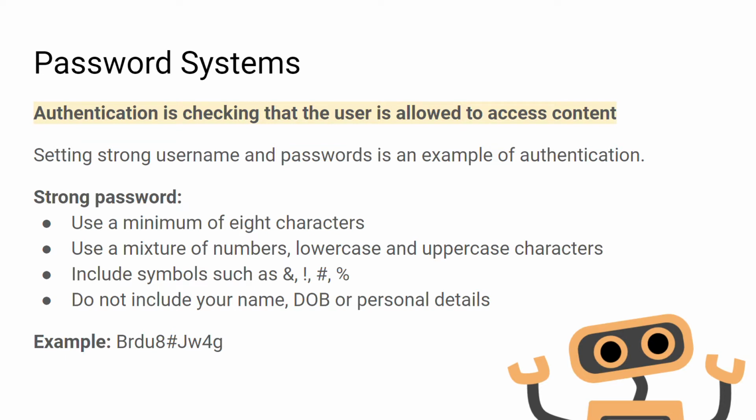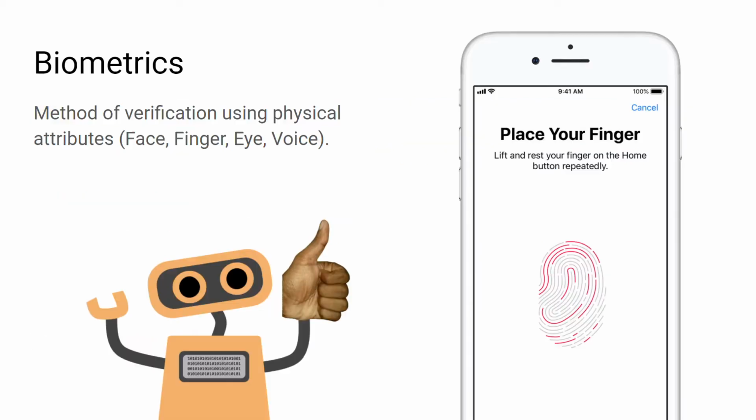Authentication is the process of checking that a user is allowed to access data. Biometric authentication is the process of using your physical attributes to identify you as an individual. It is the same as using a password system, but it uses, let's say, your fingerprint, your eyes or your face to let you enter the system.